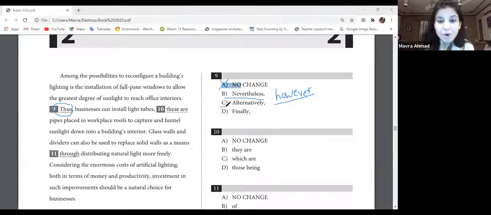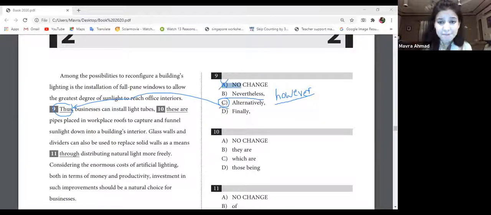Alternatively. Alternatively means another option, another choice, another possibility. Alternatively makes sense over here. If we choose the transition word alternatively, businesses can install light tubes. These are pipes placed in a workplace roof, roofs to capture and funnel sunlight down into a building's interior. So C makes sense over here, which is why we can replace the word thus with alternatively.